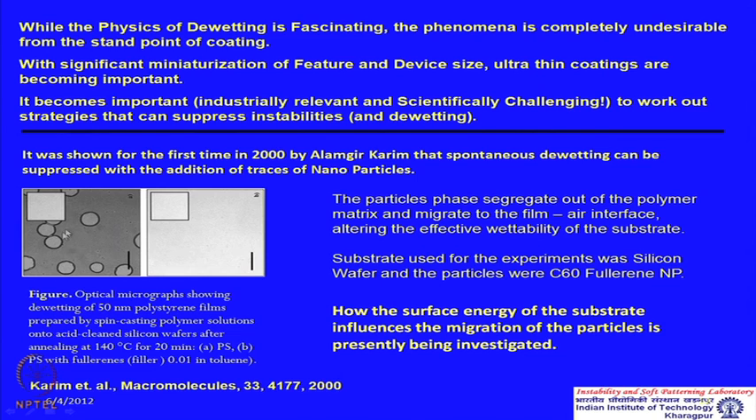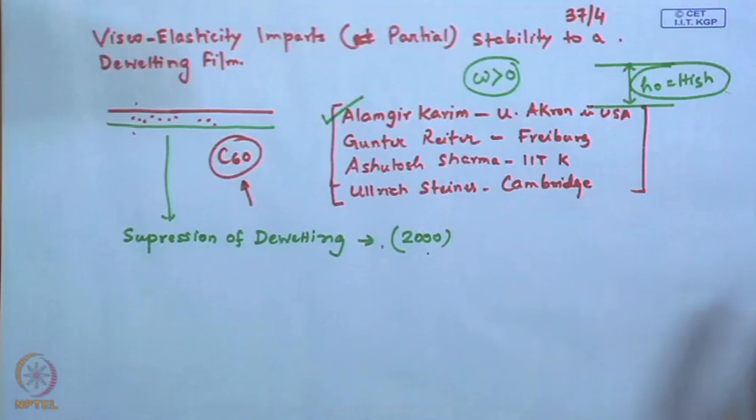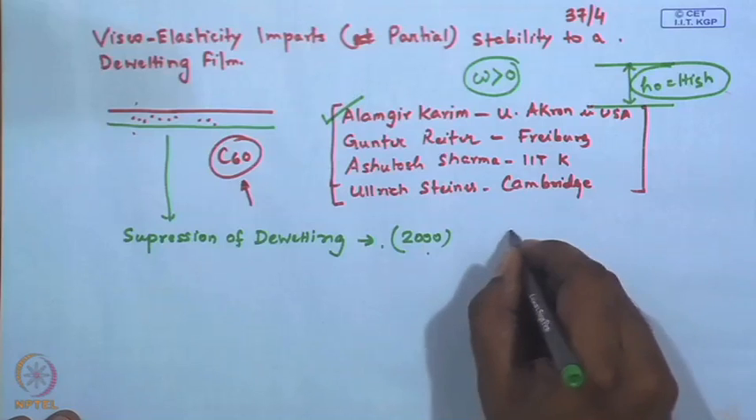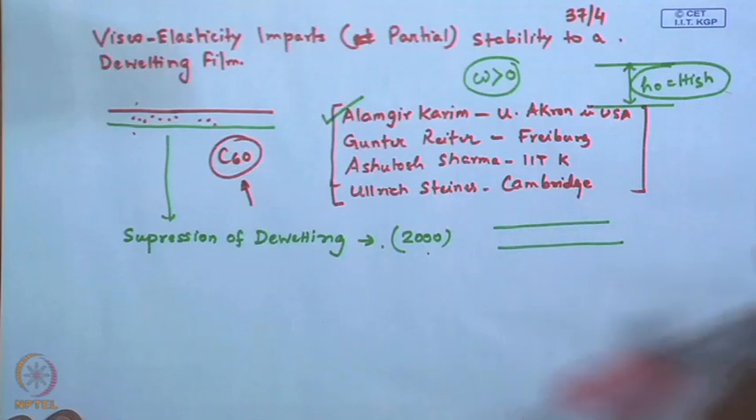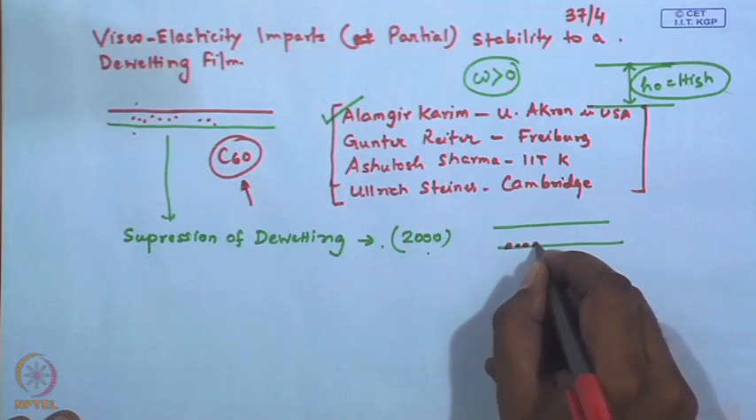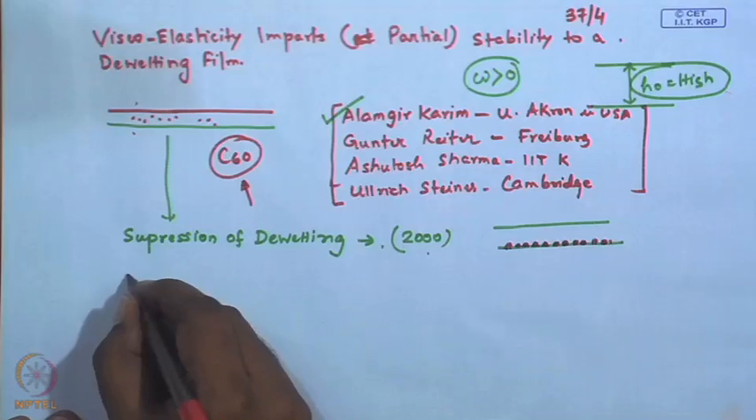Here you have a polybutadiene film which dewets or ruptures with the formation of holes. You can see that the holes have ruptured and grown without any rim instability, and the moment you add some C60 fullerene nanoparticles, the dewetting is completely suppressed. What was argued is that these particles, though they are added into the polymer, phase segregate onto the surface.